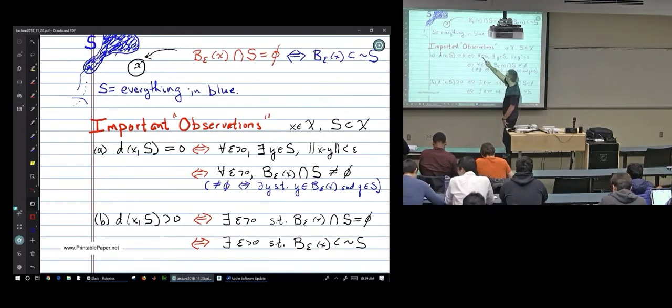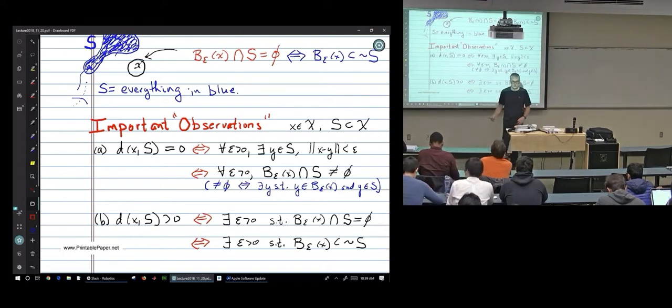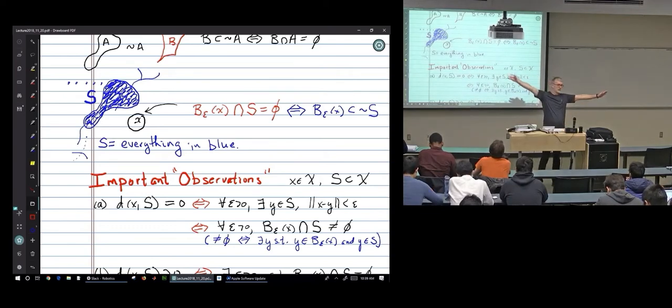If no matter how small I make my ball, I always intersect it with S in a non-empty way, the distance is 0. And if the distance from x to S is positive, I can bound x away from S by an open ball. Those are good. Too easy. It's kind of obvious once you say it 10 times, you almost believe it.